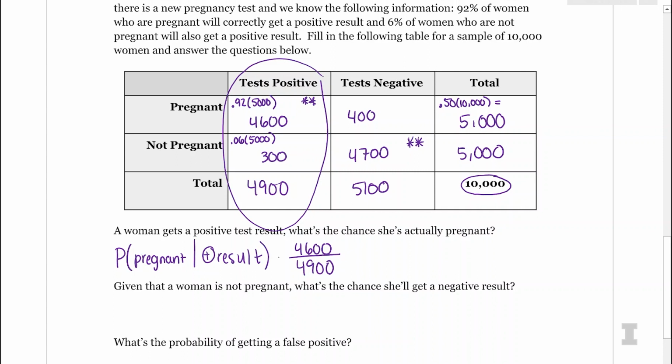And Wade, what do we get for that probability? 4,600 divided by 4,900 is 0.9388. Yes, 93.88%. So if she gets a positive result, what's the chance she's actually pregnant?